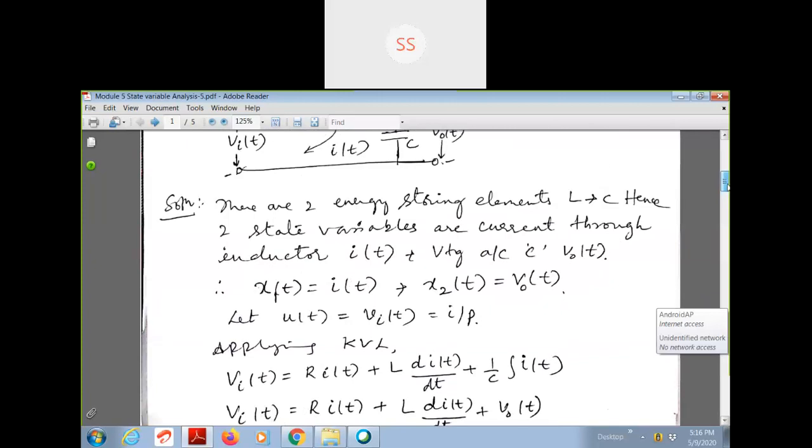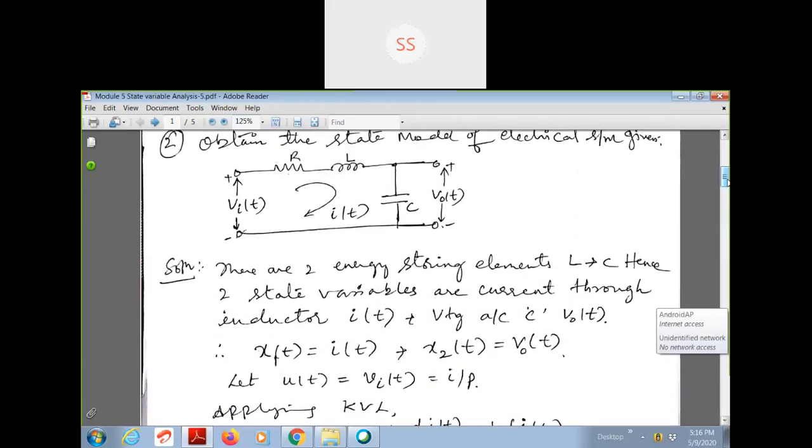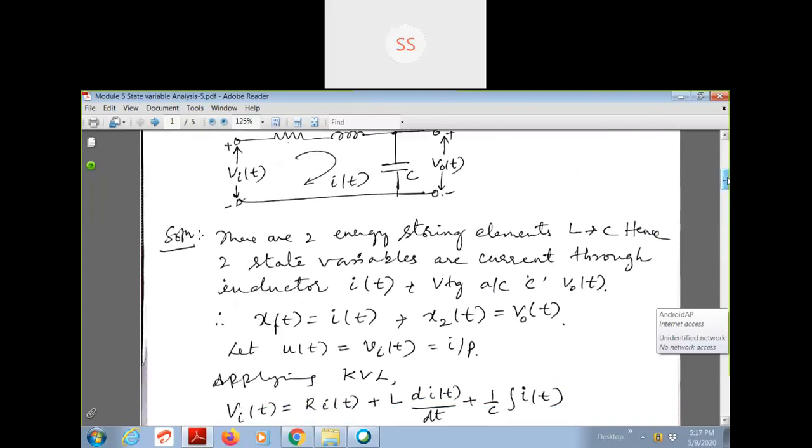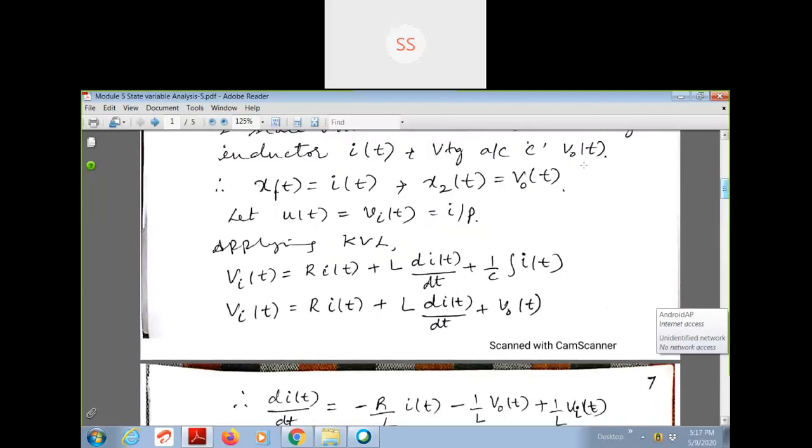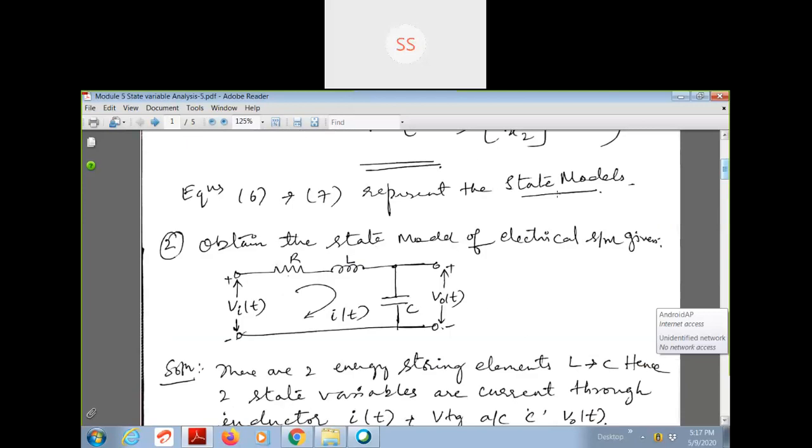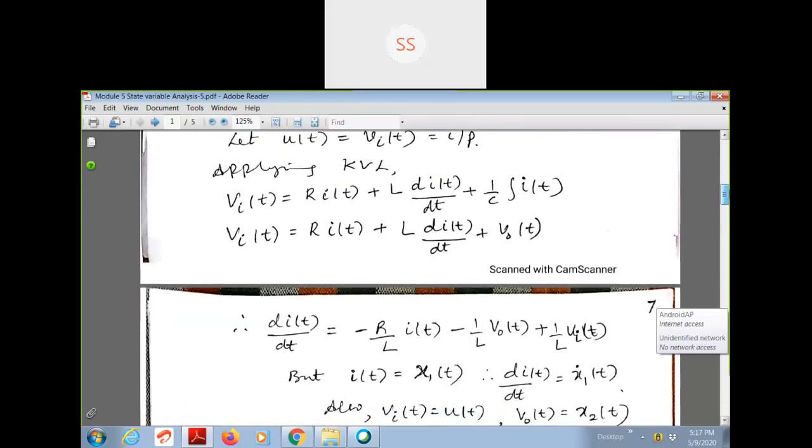In the case of the previous mechanical system, we had written its force balance equation in order to derive the state equations. So now here for the circuit, we have to write the loop equation by applying KVL. Now the given circuit is a simple RLC circuit with i of t flowing. Therefore applying KVL to this circuit, the applied input vi of t equals R into i of t plus L into d by dt of i of t plus 1 by C integral of i of t. This is the KVL equation.